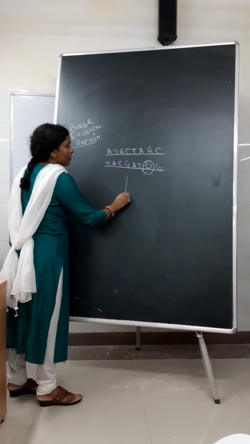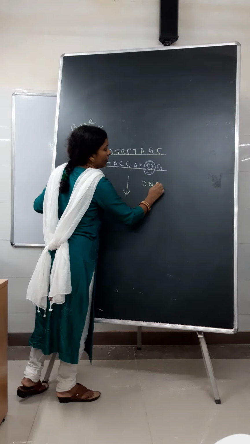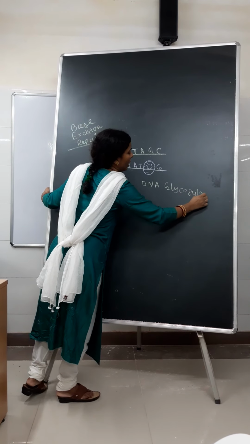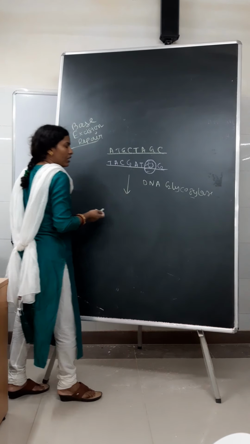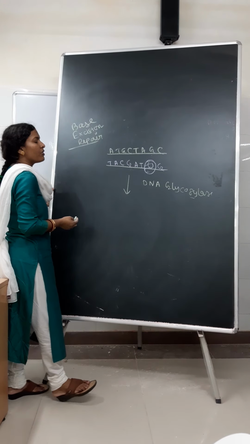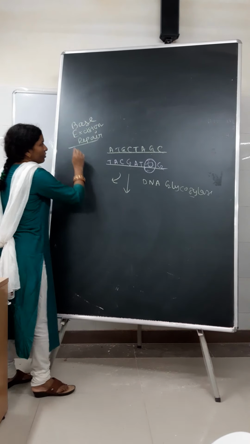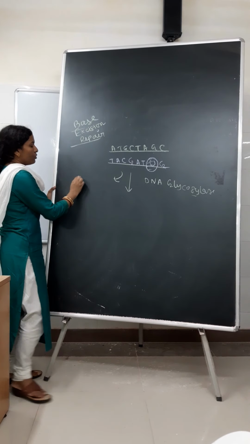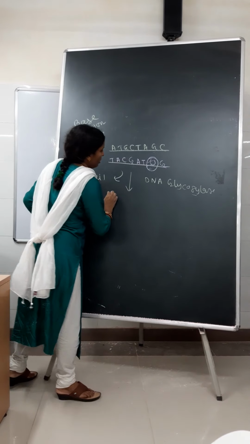So how does this happen? So the first enzyme in this regard is DNA glycosylase. Here it is uracil glycosylase rather. So what is the function of uracil glycosylase? It will remove the base. Thus this repair system is named base excision repair. So uracil here is removed. So now what happens? See.